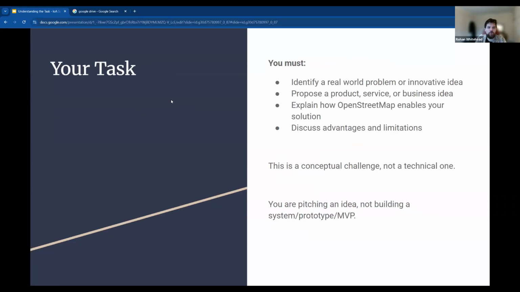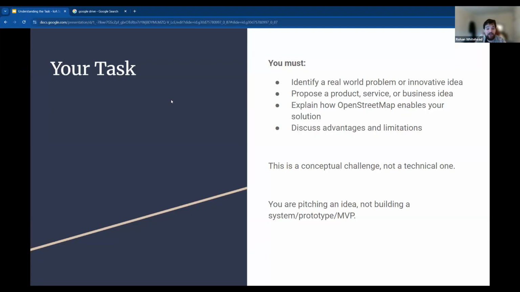So what is your task? Your task is to identify a real-world problem or innovative idea that really uses open map data and OpenStreetMaps to solve. You'll need to propose a product, service, or business idea that uses and relies on OpenStreetMaps data for its building and for its solution.